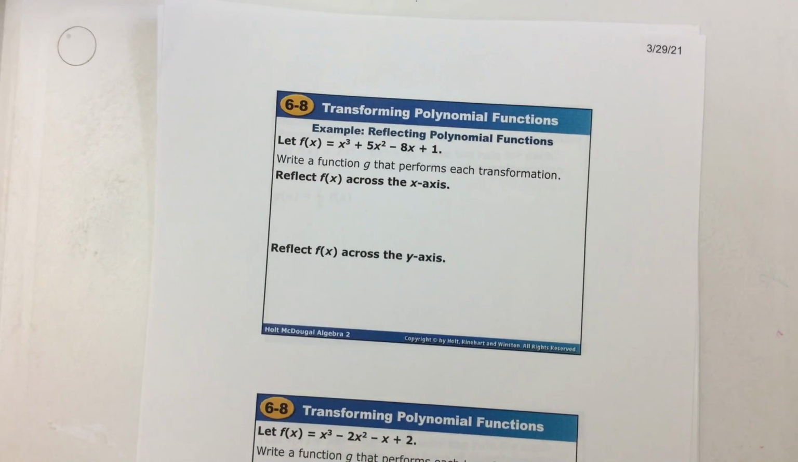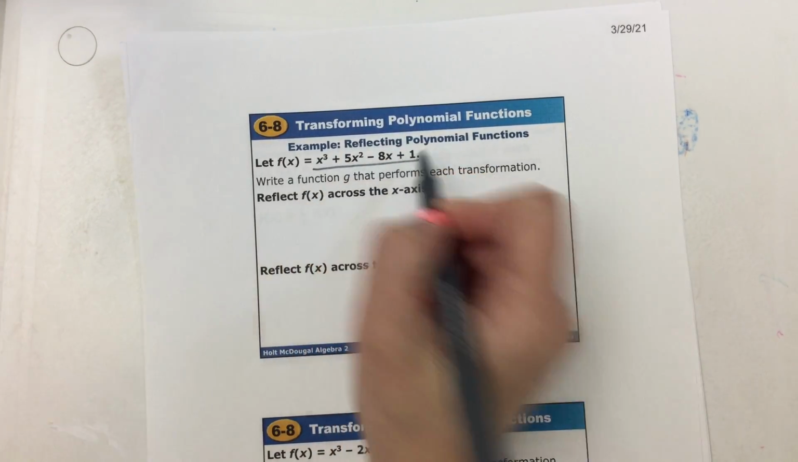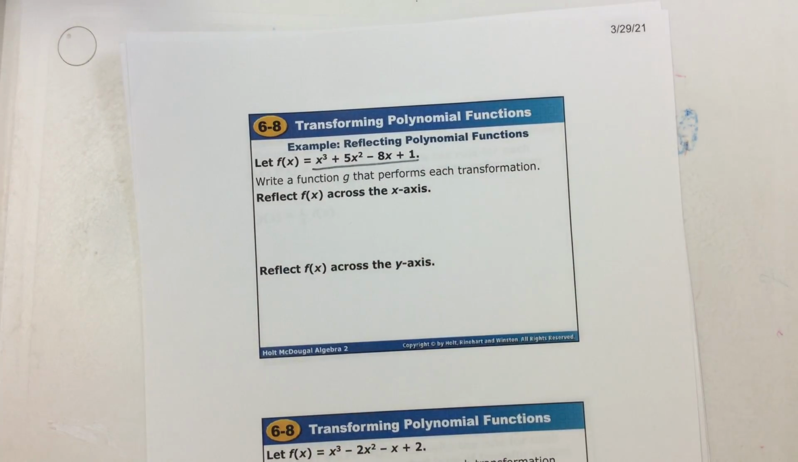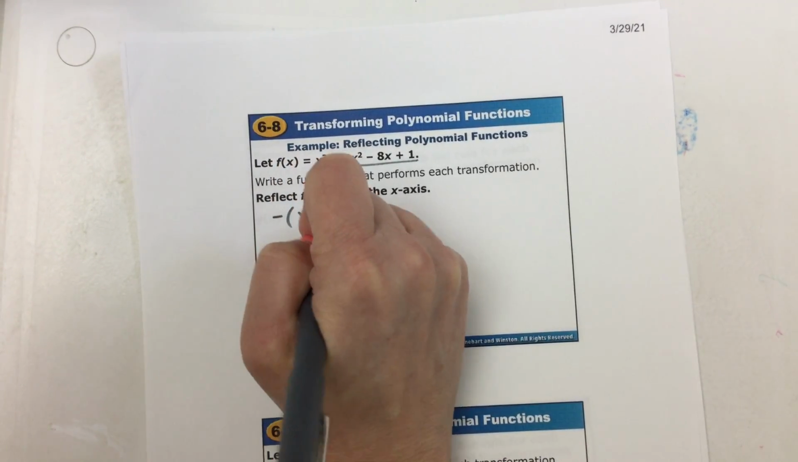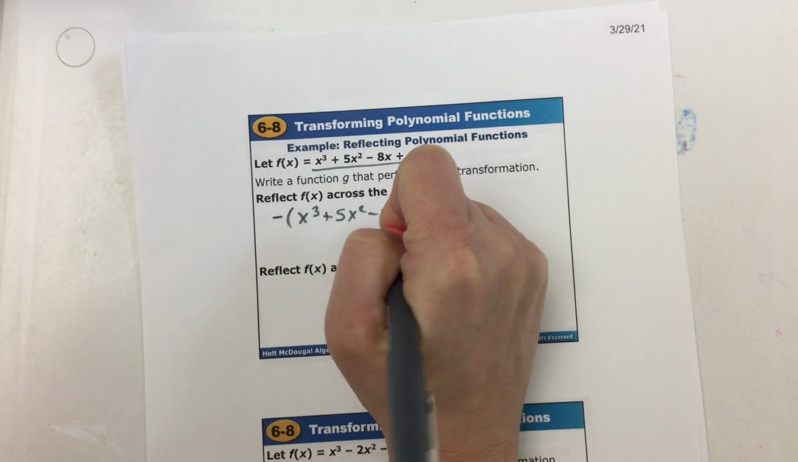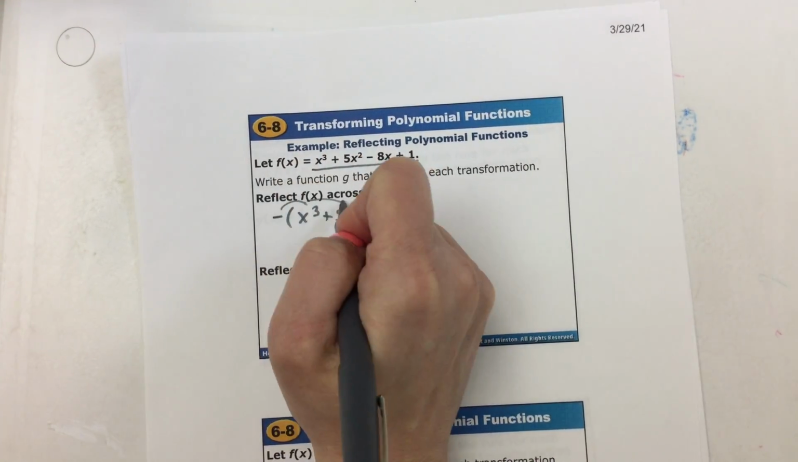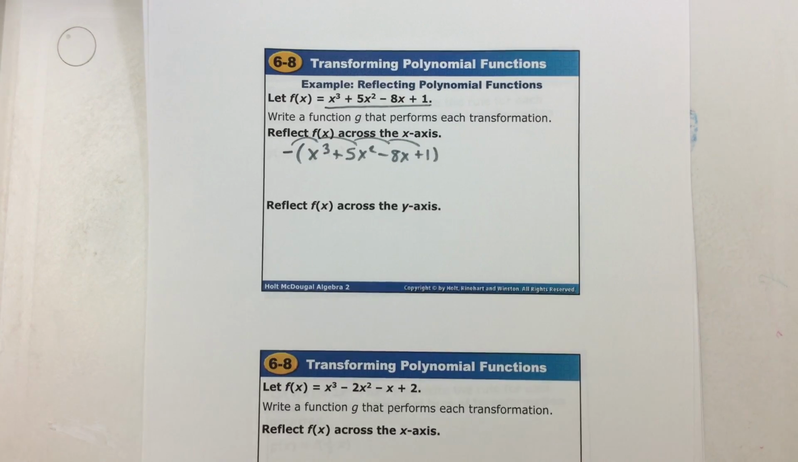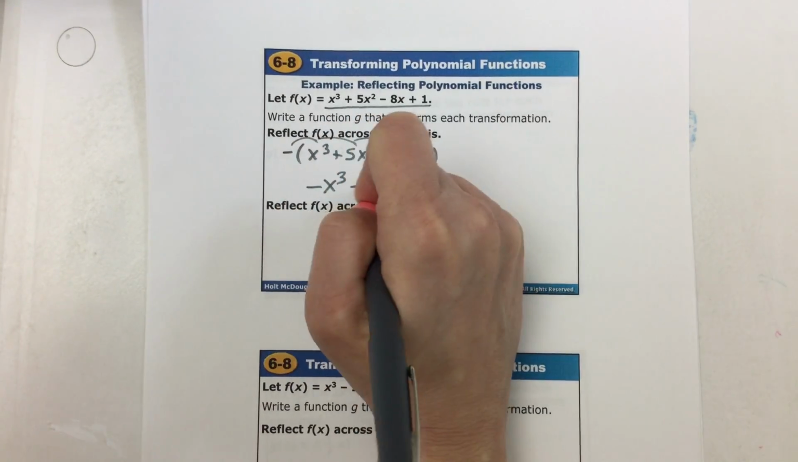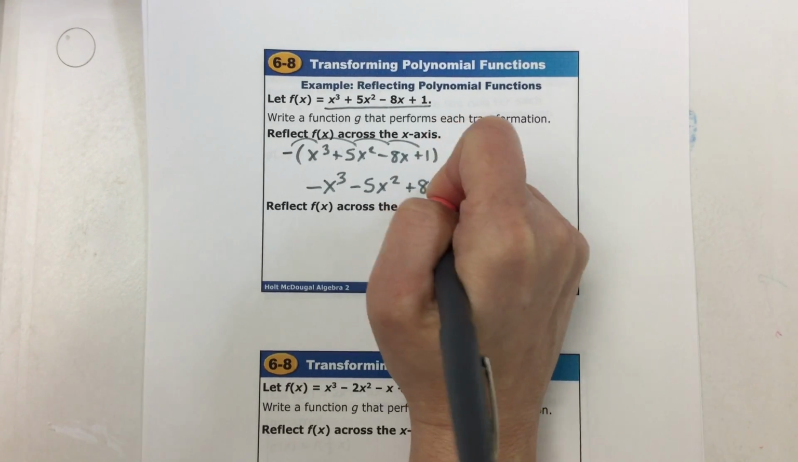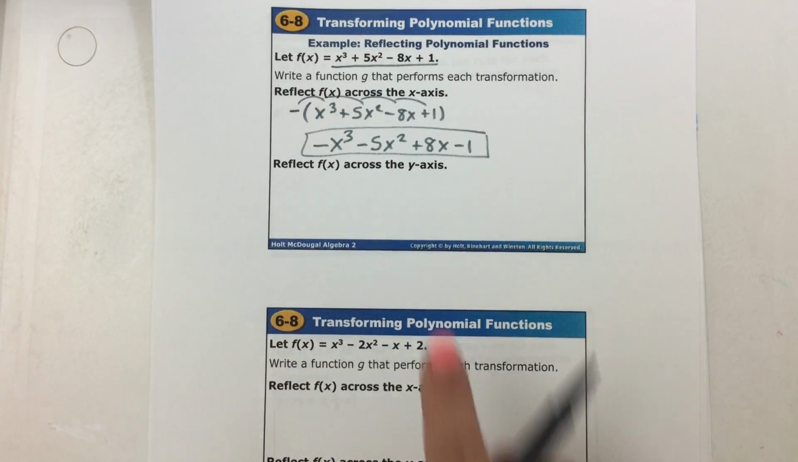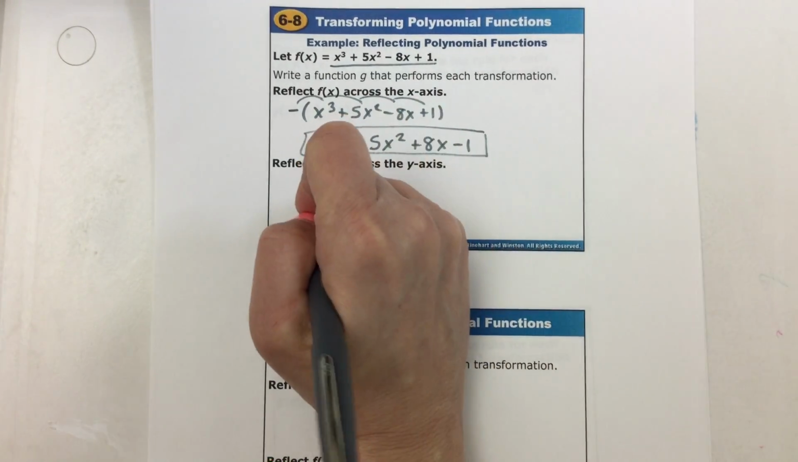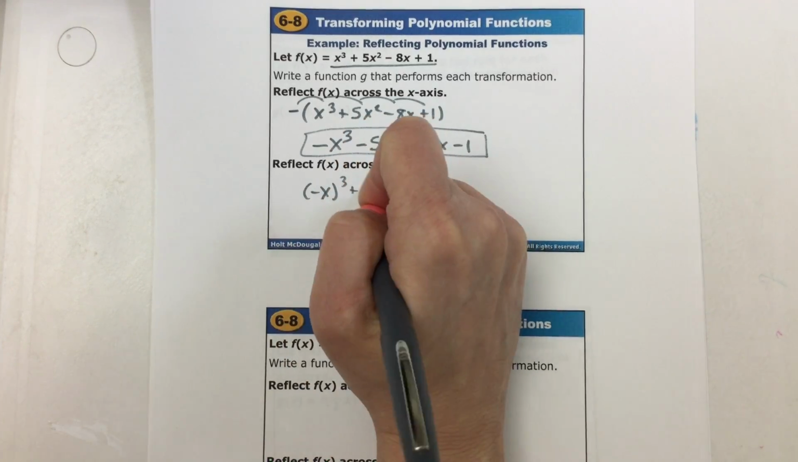Okay, so if I am going to first take this function, this is my f of x. We want to perform each transformation. They want us to reflect this across the x. If you reflect across the x, the negative goes out front. What that means when the negative is out front, is that you have to distribute the negative into every single term. This becomes negative x cubed minus 5x squared plus 8x minus 1. There's your new rule.